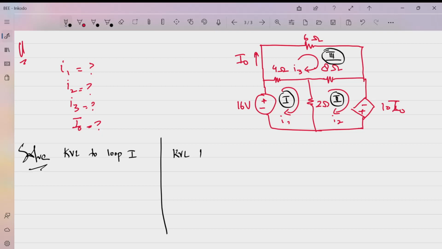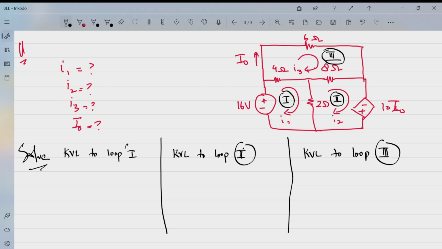So apply KVL to all these loops. In loop 1, 16 is equal to 4 I1 minus I3 because I3 भी करंट ऊपर से फ्लो हो रही है, प्लस 2 ओम रेजिस्टर मिनट I1.